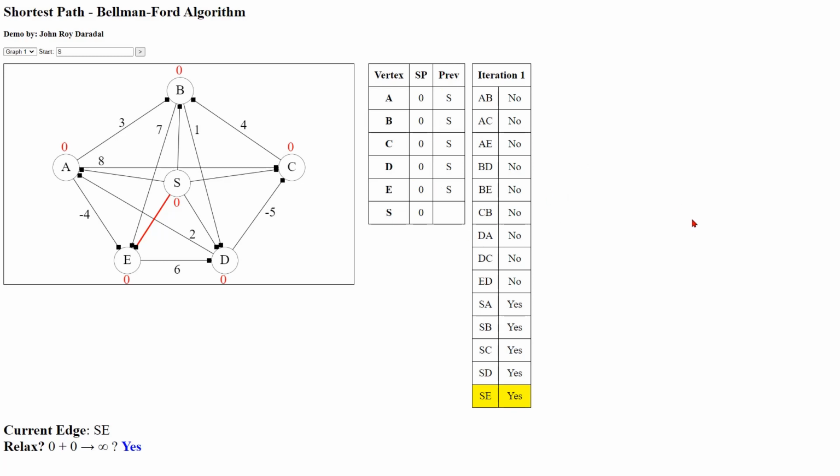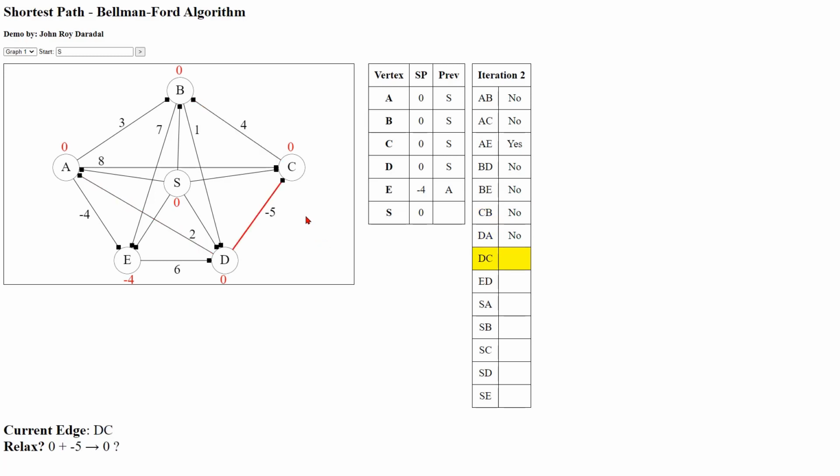So let's now go to the second iteration. AB, can we improve this one now? 0 plus 3, is that better than 0? No. AC, no. How about AE? So this is 0, and then you have minus 4. Is that better than 0? Well, it will be, because that's negative 4, right? So we will actually relax this one. So E becomes negative 4 this time, and previous is A. Okay. How about BD? 0 plus 1? No. How about BE? Is 7 better than negative 4? No. CB? No. DA? No.